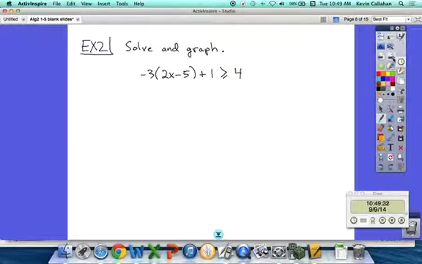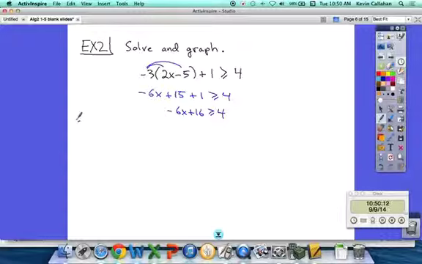Distribute first, right? We need to do this. That's -6x plus 15 plus 1 is greater than or equal to 4. You see how the negative 3 times negative 5 makes positive 15? Okay. And then we have some like terms on that same side. Which are they? The 15 and the 1, right? We need to put those together. That's negative 6x plus 16 is greater than or equal to 4.